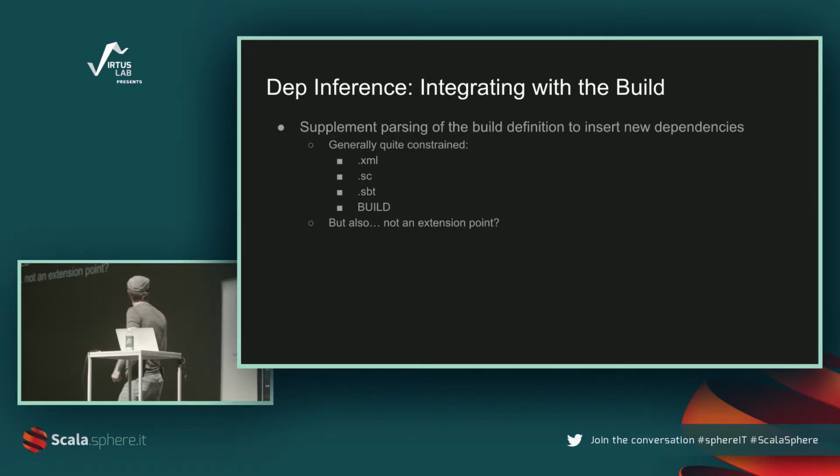Ideally, we could supplement parsing of the build definition. Build definition here is like your build.xml, your build.sc, your build.spt, your build file, depending on which build tool you're using. But build tools don't really make this an extension point. That's challenging. Why isn't it an extension point?